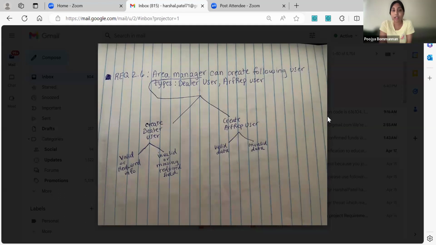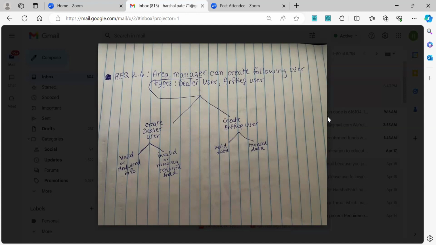Sure. So the opposite of that is the information is valid or the required information is provided. And then the next thing is for the rep user, it's the same thing. Is it invalid or is it valid? And I'm not sure what else to put. Okay, sometimes it's just common sense. I think your understanding is correct.